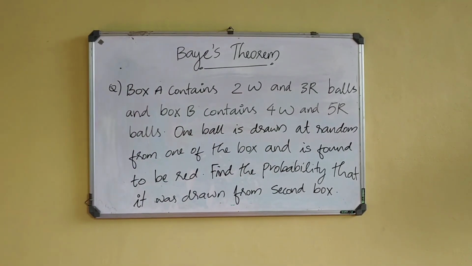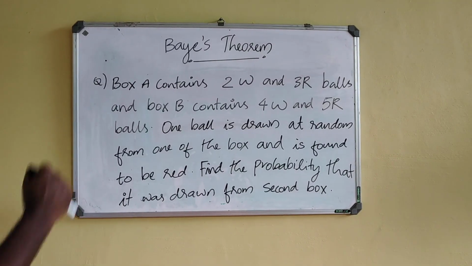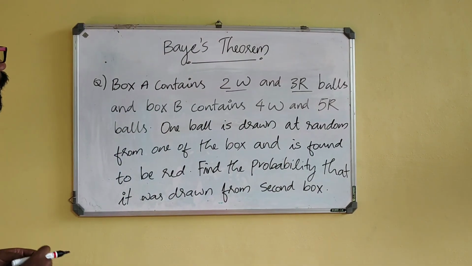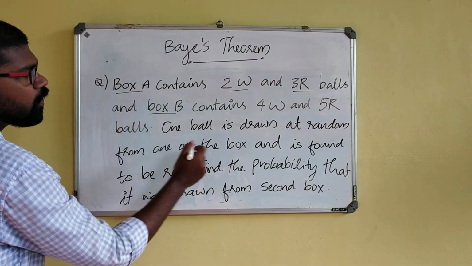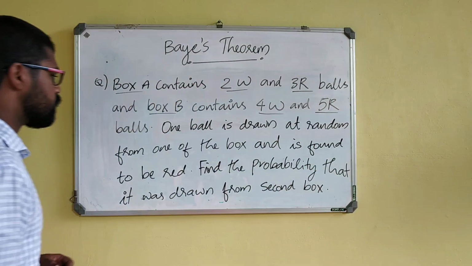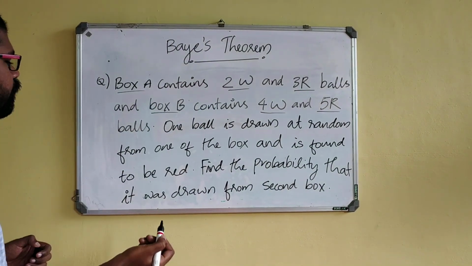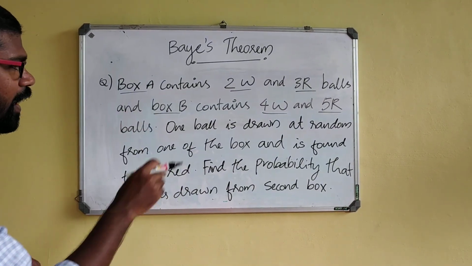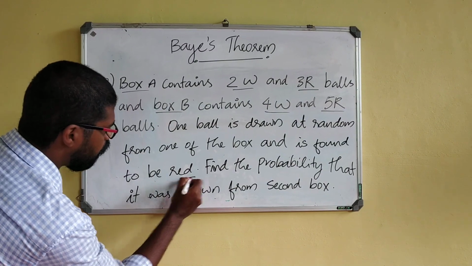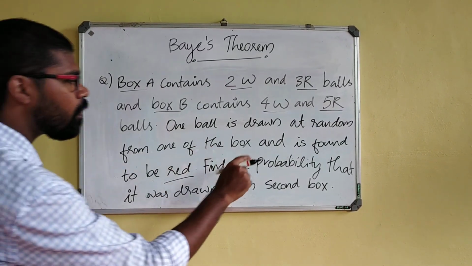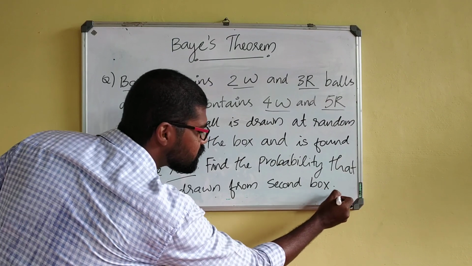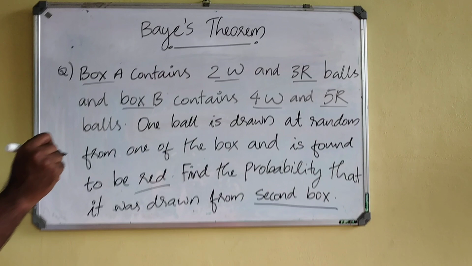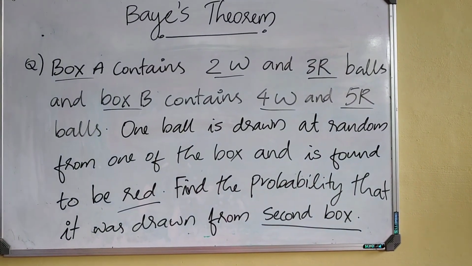The question is: box A contains 2 white and 3 red balls, and box B contains 4 white and 5 red balls. One ball is drawn at random from one of the boxes. We don't know which box it is, and the ball is found to be red. Find the probability that it was drawn from the second box. So it is not conditional probability, it is Bayes theorem. Read the question once again.